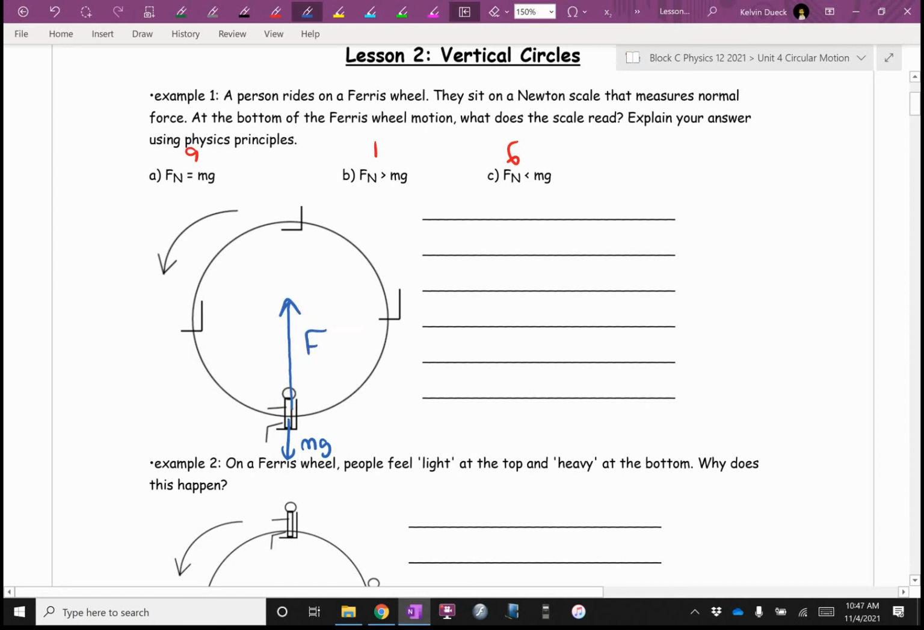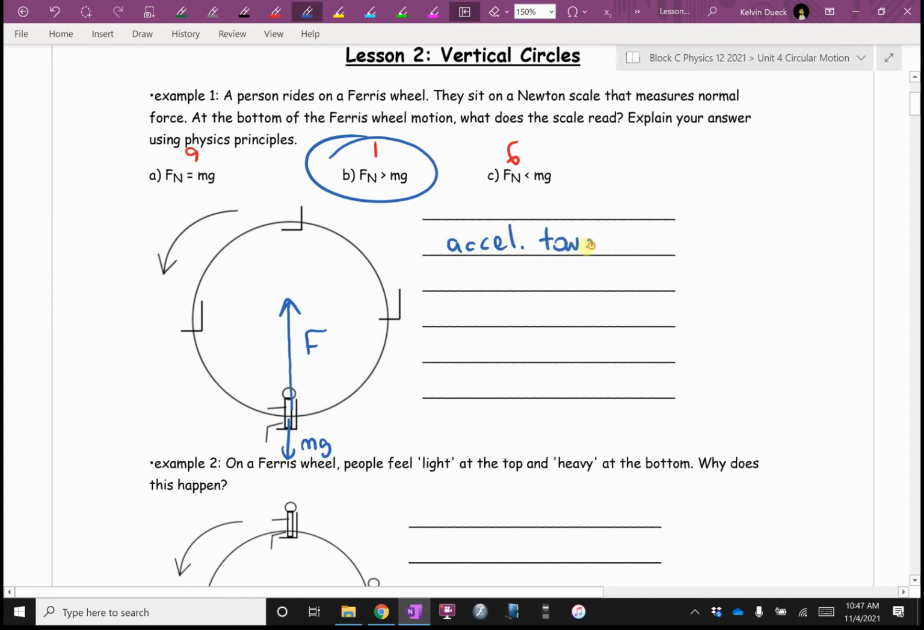Kessler, what's the correct answer? Darn right. You feel heavier at the bottom of a Ferris wheel. You do. In fact, you feel heavy at the bottom and you feel light at the top. Why is it? Where it says explain your answer using principles of physics here.